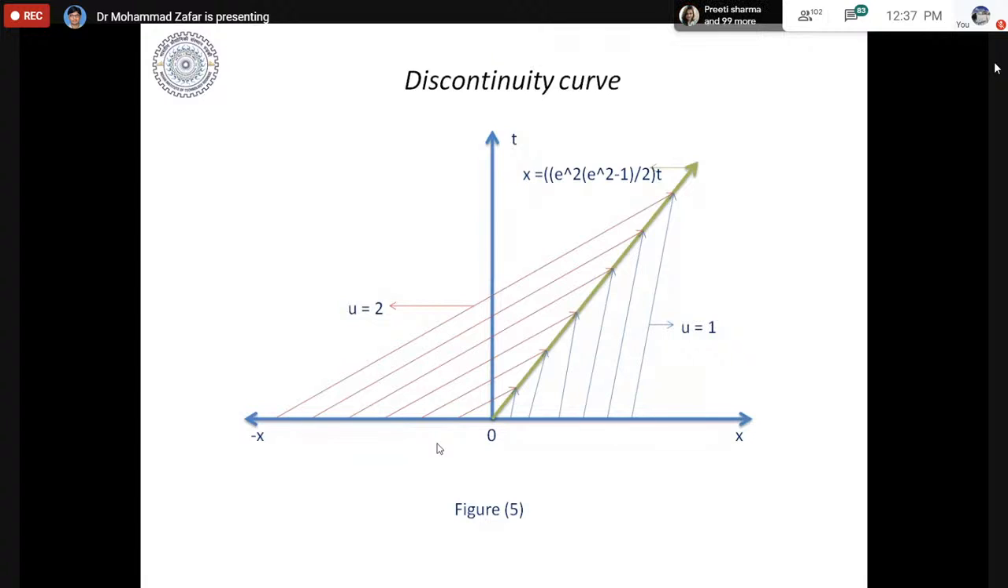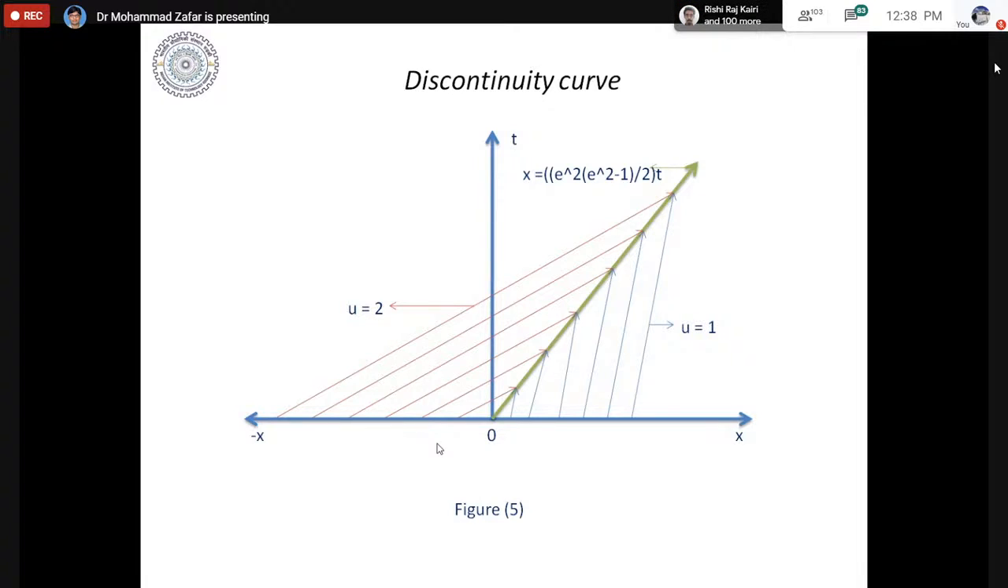So when x is greater than e square minus 1 by 2 t, u is 1. When x is less than e square minus 1 by 2 t, u is 2. So we have shown that u is 1 and u is 2 on both sides of this curve. So this is the curve which is separating the multi-valuedness. So there is no multi-valuedness in this solution.